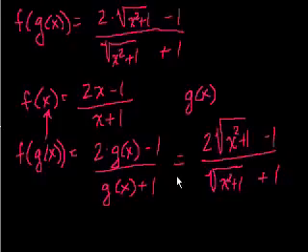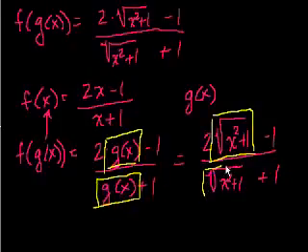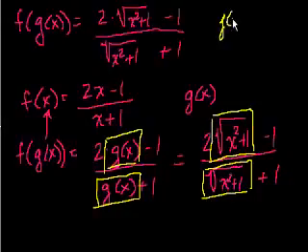And I think now at this point you can kind of pattern match, and you can see what g of x is, right? 2 times something minus 1 in the numerator, and that something plus 1 in the denominator. So in either case, we have g of x is equal to the square root of x squared plus 1.